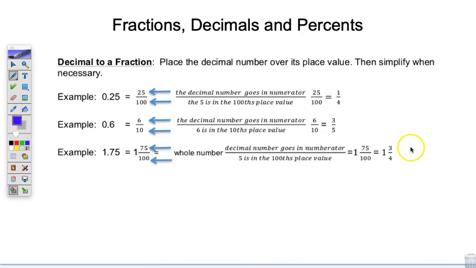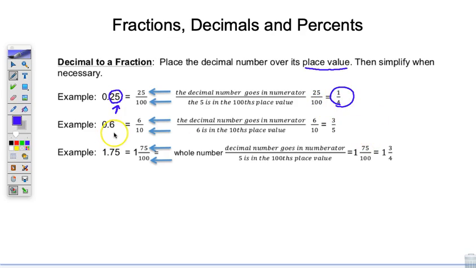Moving on, we're going to turn a decimal into a fraction. This time we will place the decimal number over its place value, then simplify when it's necessary. So you can see we start off with 25 hundredths. We capture the entire number, all of the numbers after the decimal, and we place them in the numerator. Because that 5, the last number after the decimal, is in the 100ths place value, 100 becomes our denominator. From there, you're going to reduce the fraction to 1/4. So whenever you can simplify or reduce the fraction, you should.